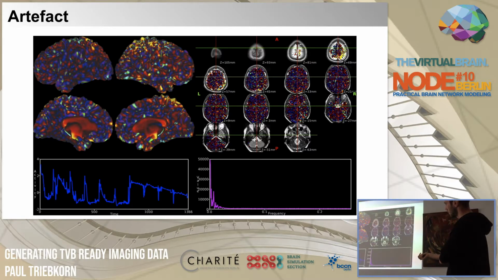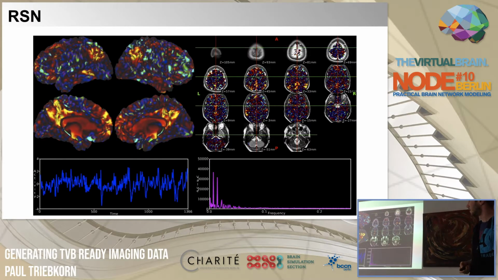This is an artifact component. Why? Well, it is pretty slow here again, but it has very sharp edges, right, very sharp spikes here. This is again these task blocks. Also the spatial component doesn't really look good. If it was neural, we would expect bigger blobs somewhere, corresponding also to known resting state networks or task networks. This, however, is better.